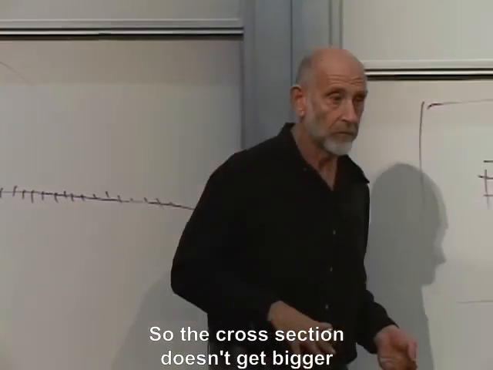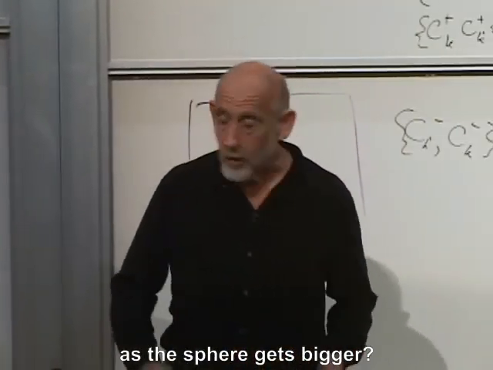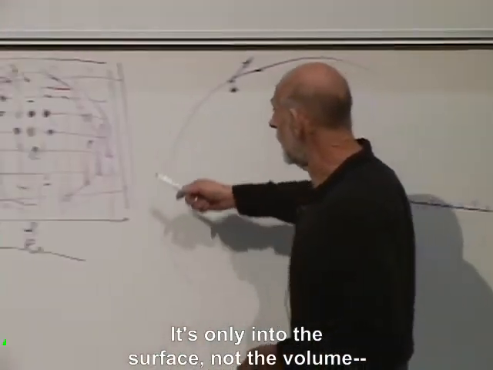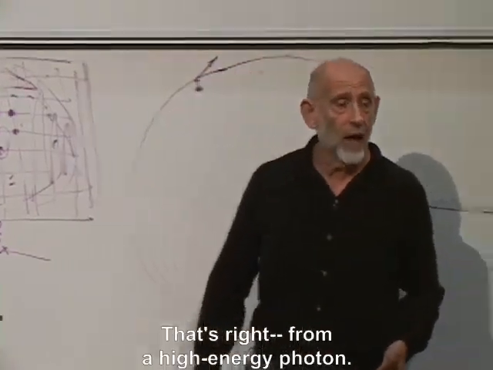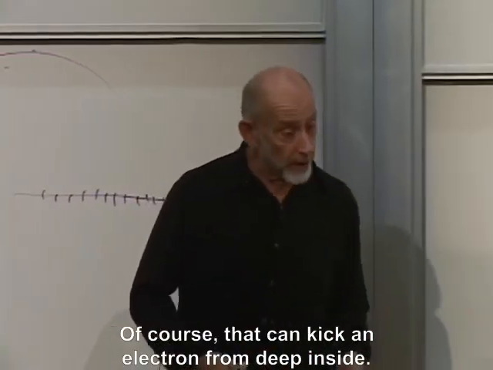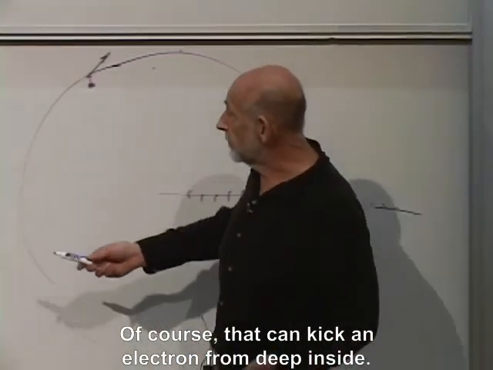So the cross-section doesn't get bigger as the sphere gets bigger? No, it's related to the surface, not the volume. Yeah, it all comes off the surface, that's right. For a high-energy photon, of course, that can kick an electron from deep inside.